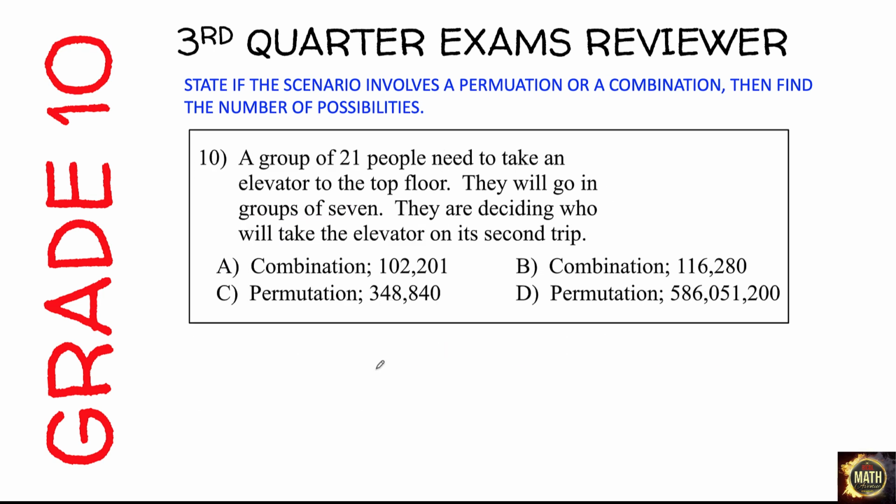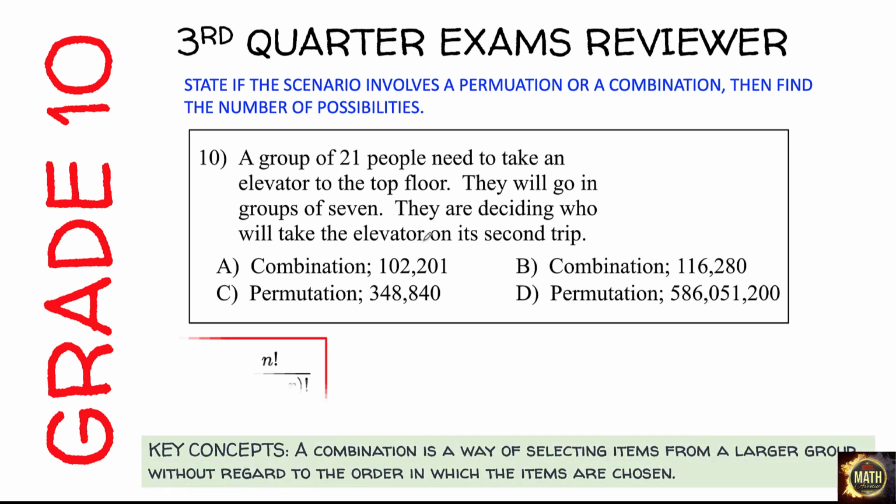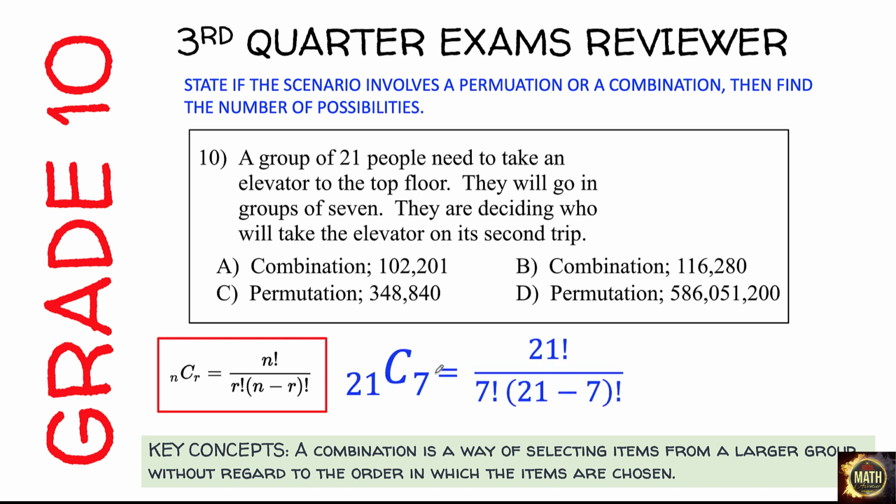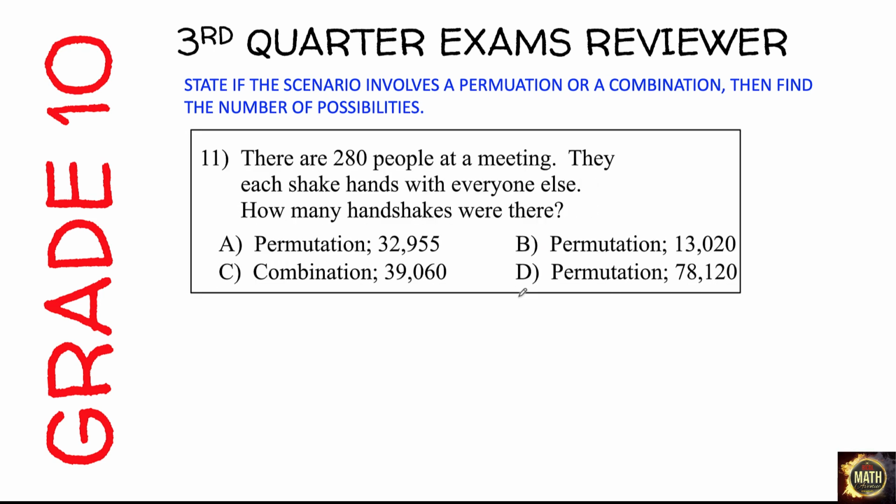Number 10, a group of 21 people need to take an elevator to the top floor. They will go in groups of 7. They are deciding who will take the elevator on its second trip. Almost the same as the previous example. So again, this is a combination problem. So let's use the combination formula. Our N is 21, our R is 7, and it's just a matter of doing the computation here. So the final answer is 116,280 combinations.